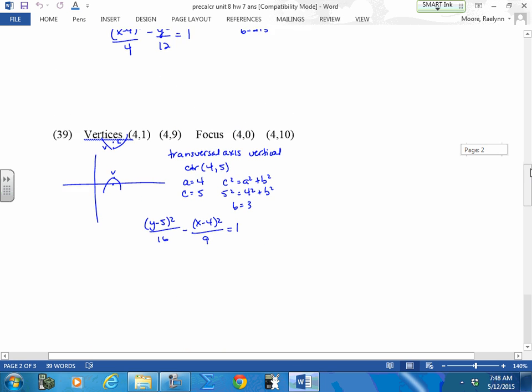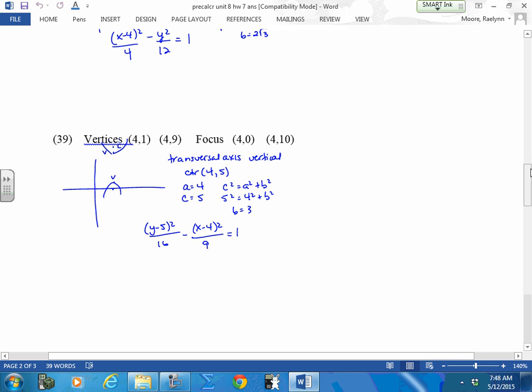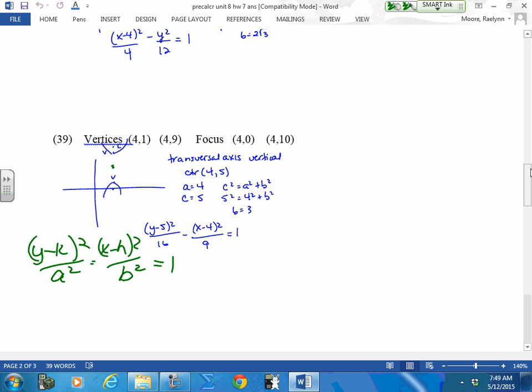Next one, again, vertices at 4, 1 and 4, 9. You have a y transversal, and your center is smack in the middle. So start off this way. Okay, so now find your center. Your average is going to be 4, 5. There's your center. You start with your pieces. The distance from your center to your vertex, that's A. That's 4.